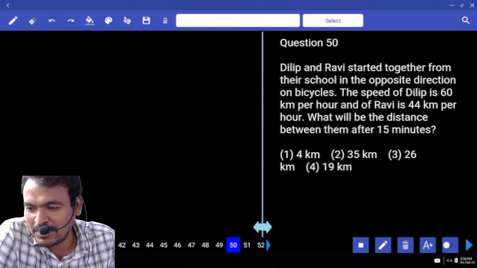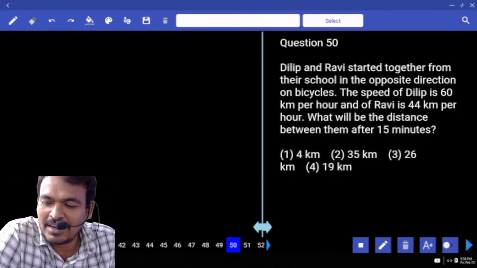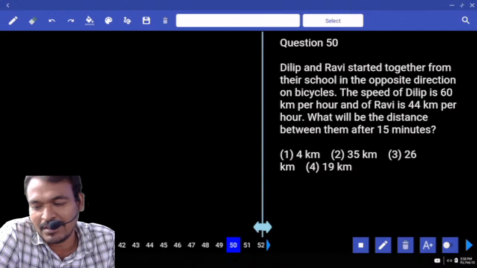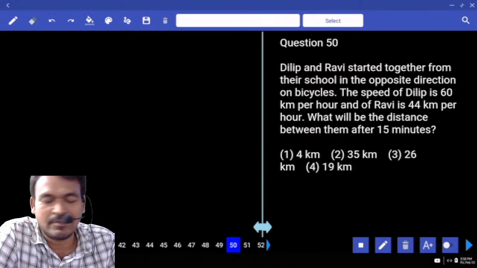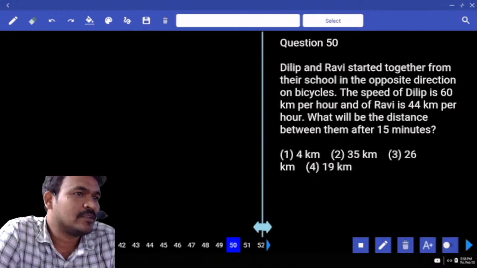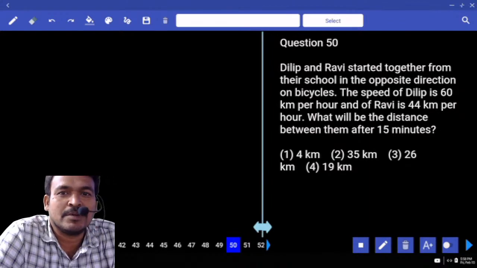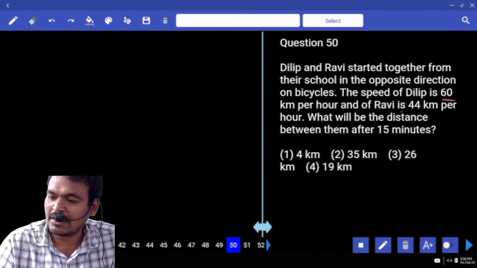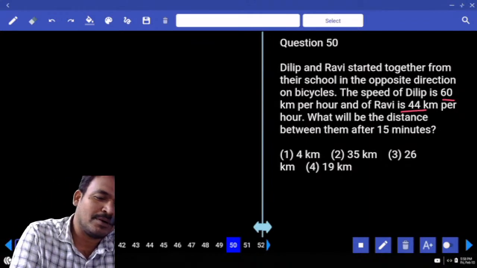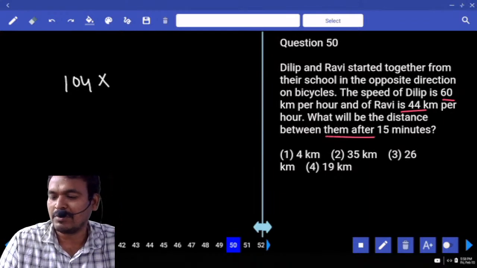Dilip and Ravi started together from their school in opposite direction or same direction? Opposite direction. The speed of Dilip is 60 km per hour and Ravi is 44 km per hour. What will be the distance between them after 15 minutes? Opposite direction, relative speed means sum of the speeds. One is 60, another one 44. What is the sum of the speeds? 104. But how much time is in between?